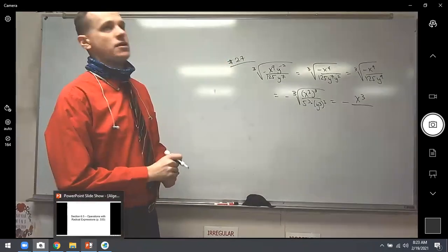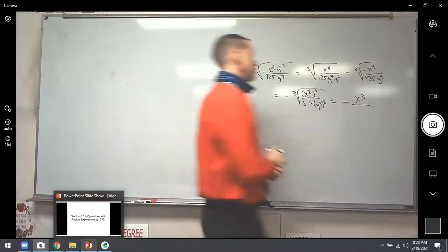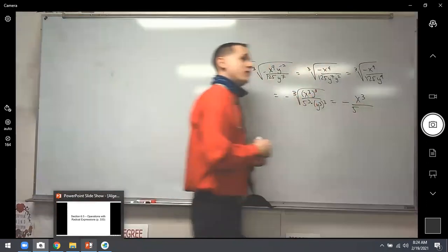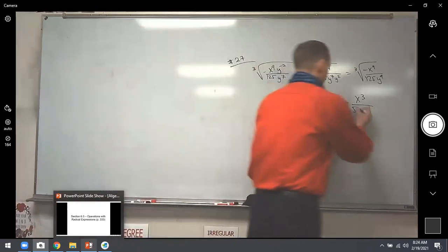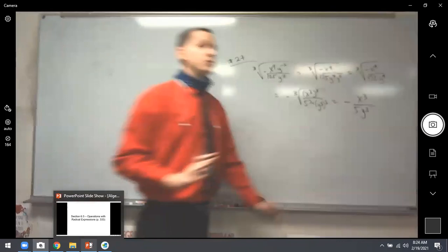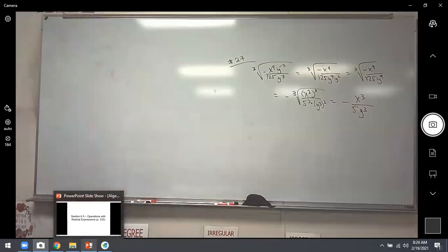On the bottom, the cubic root and the 5 cubed will cancel, leaving me with just a 5. And the cubic root of y cubed cubed will just be y cubed. No need to worry about absolute values on this one. You're doing an odd root, third root. So you just simplify things the best you can. And that's all you got to worry about.